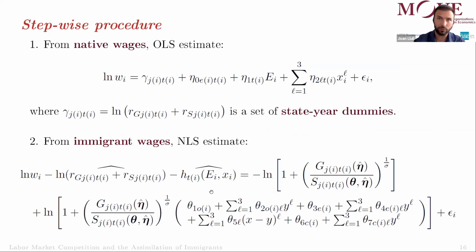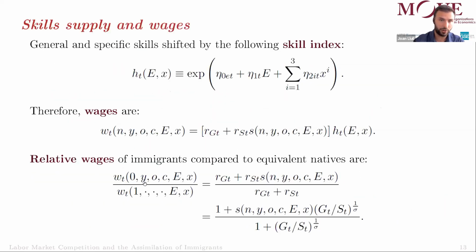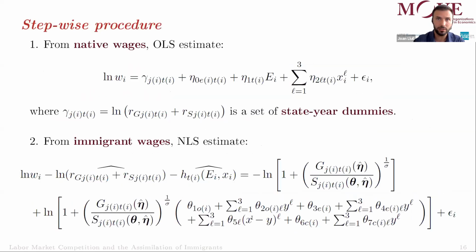Okay, and that's this term that we subtract here on the left-hand side. And then this term would correspond to this ratio over here, okay? And then we take logs. The right-hand side term is the log of this expression we have here, in which I substitute already s by its function. And here, we introduce these parameters to reflect the fact that these aggregate skills depend on parameter bound, okay?